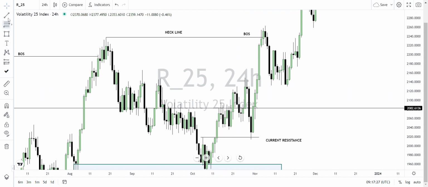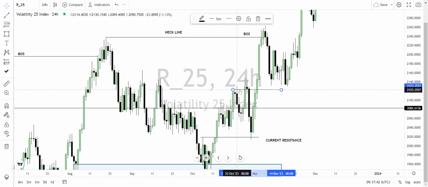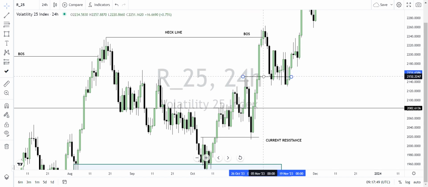Now, after breaking our half above, let's look at our current resistance. Now, this was our current resistance. I told you, I said a green before a red. Now, this was the green before the red. But in this case, the market didn't break this, or the market didn't close above it. So our next current resistance and support was this, a green before a red.